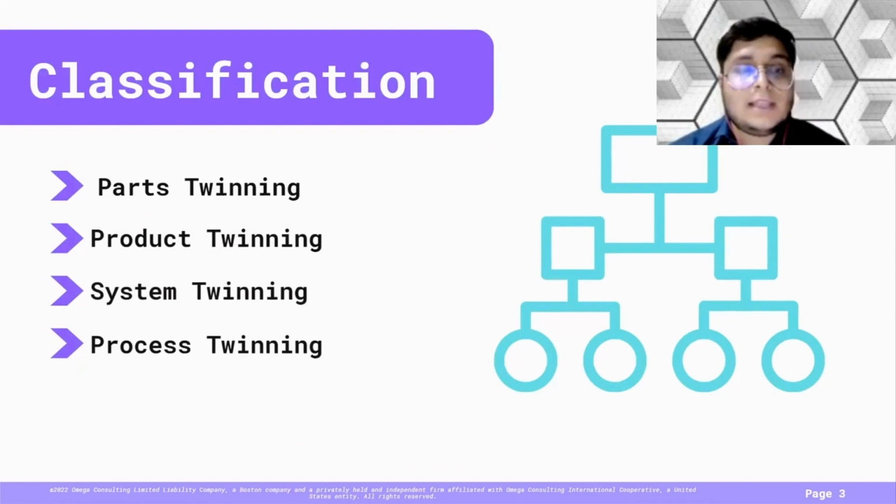Moving forward, let's see the classifications of digital twin. The digital twin can be classified into 4 levels: parts twinning, asset twinning or the product twinning, system twinning, and process twinning. So the part twinning is the process in which the virtual representation of the individual factors give the capability of understanding the physical, mechanical, and electrical characteristics.